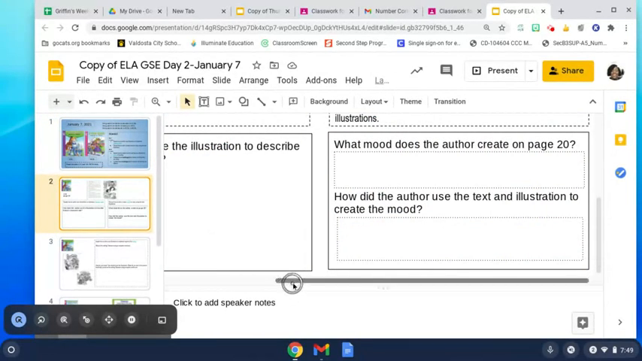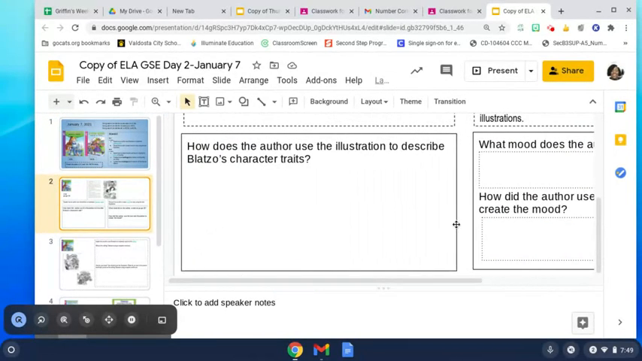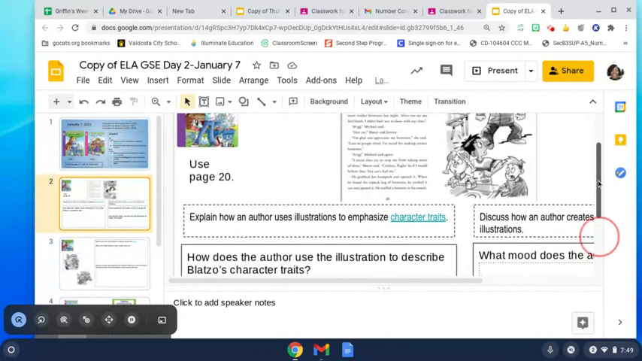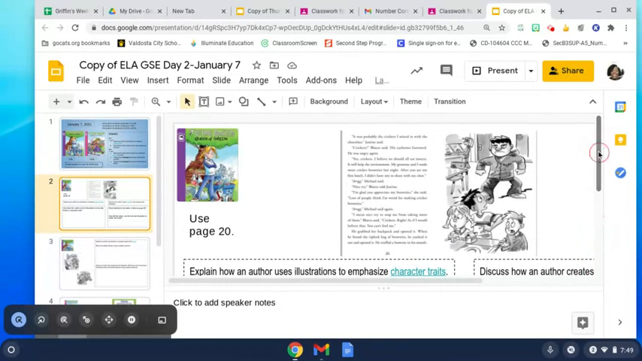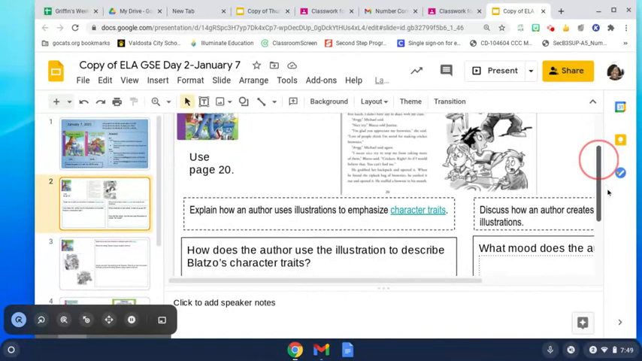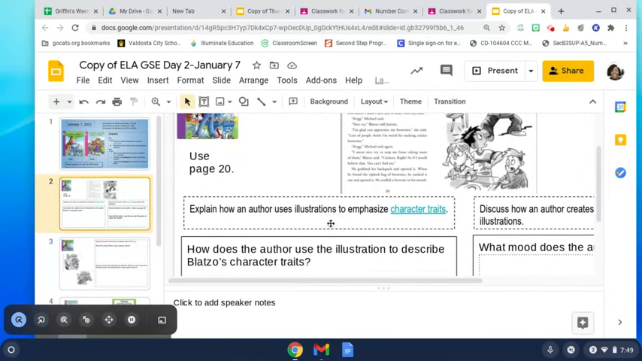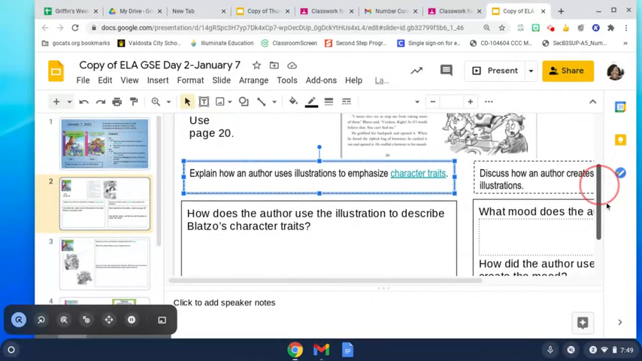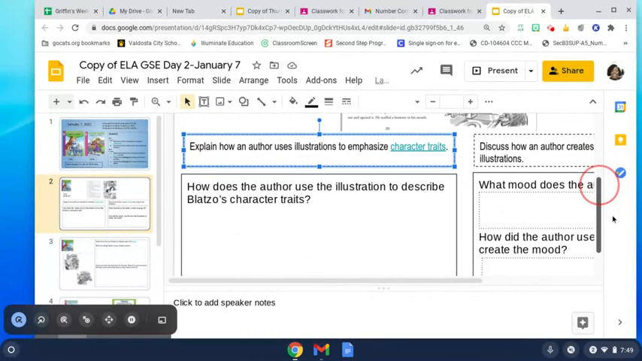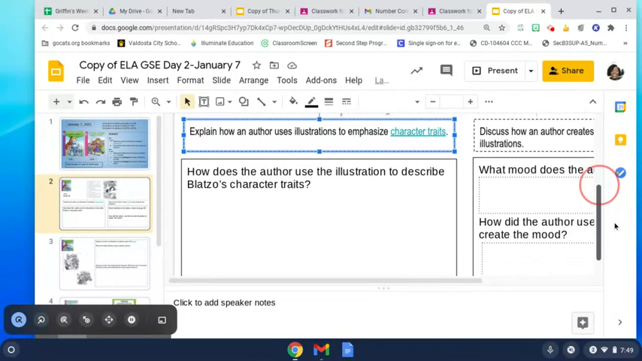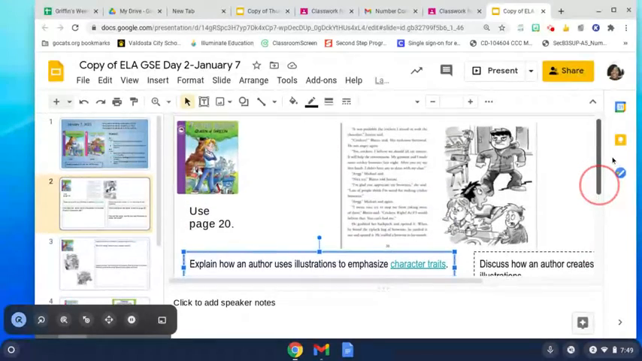On slide 2, after you have finished reading, you're going to use page 20 from the text. And you can have Get Epic open. And I want you to explain how the author uses illustrations to emphasize character traits. Okay? How does the author use the illustration to describe Blazo's character traits? So you have to look at the picture and write a complete sentence and tell me how the author describes Blazo using character traits.